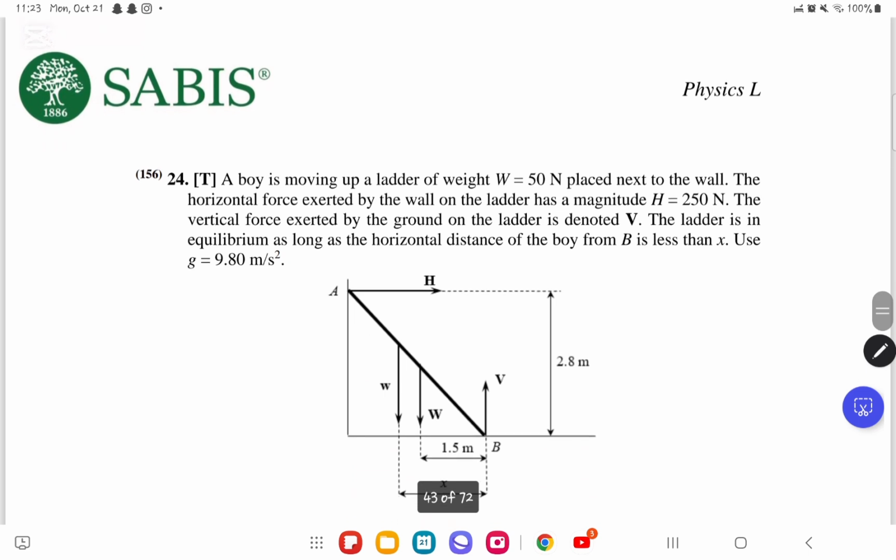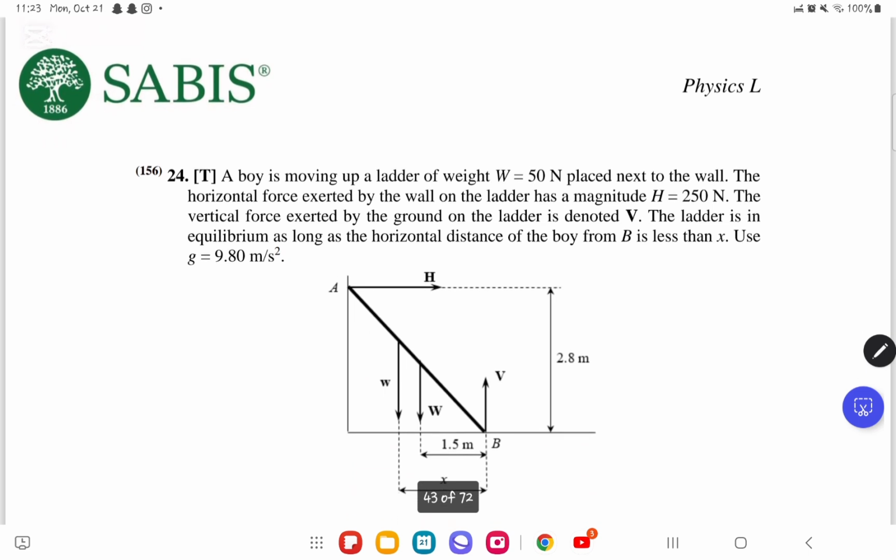Now finally 24. A boy is moving up a ladder of weight 50 newtons. So we have a weight, a force, 50 newtons, placed next to the wall. The horizontal force exerted by the wall on the ladder has a magnitude of 250 newtons. The vertical force exerted by the ground on the ladder is denoted V. The ladder is in equilibrium as long as the horizontal distance of the boy from B is less than X. Use g equals 9.8 meters per second squared.